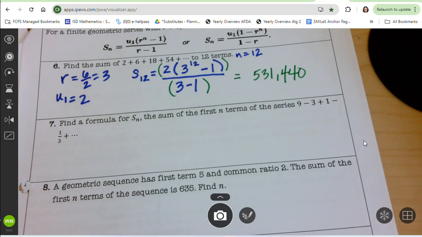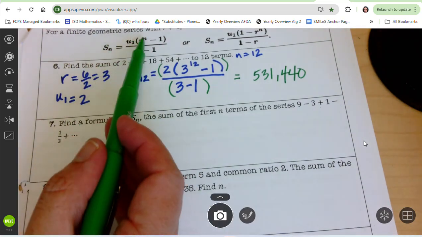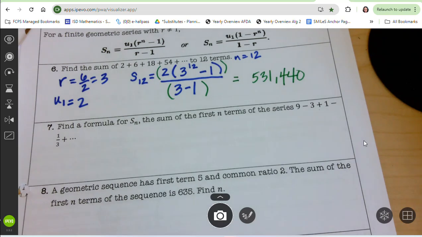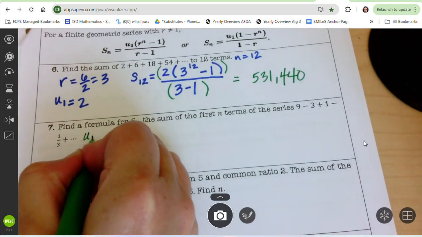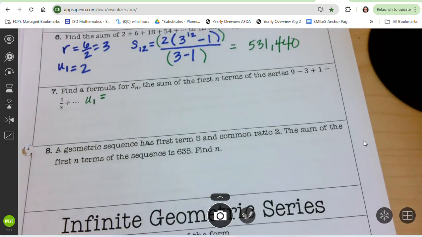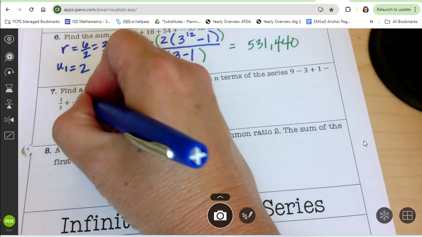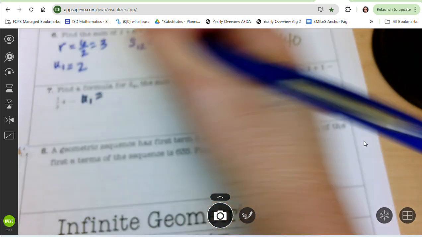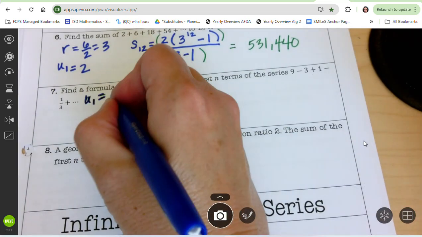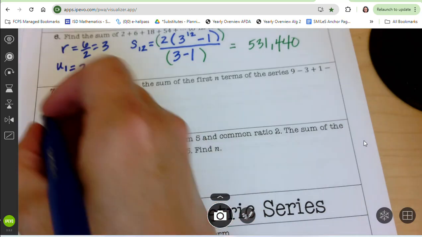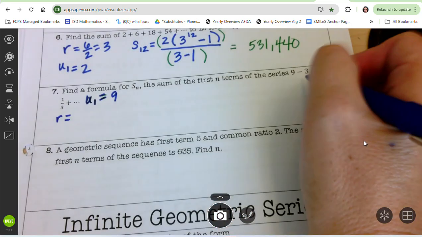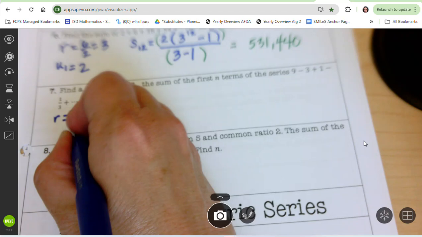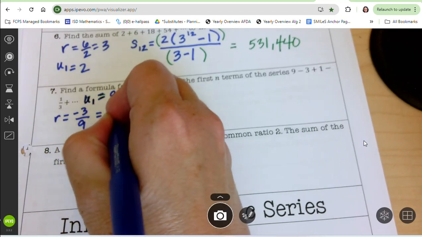All right. In number 7, it says find a formula. So we're going to write a formula in terms of S sub n and n. We need to know U sub 1 and R. So what would U sub 1 be for this one? What's your first term? 9. So U sub 1 is 9. To find R, I can do the second term divided by the first. That simplifies to negative 1/3.